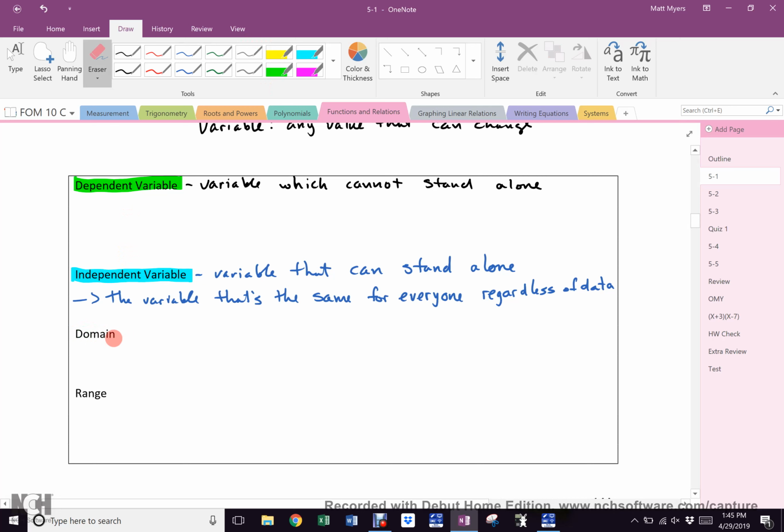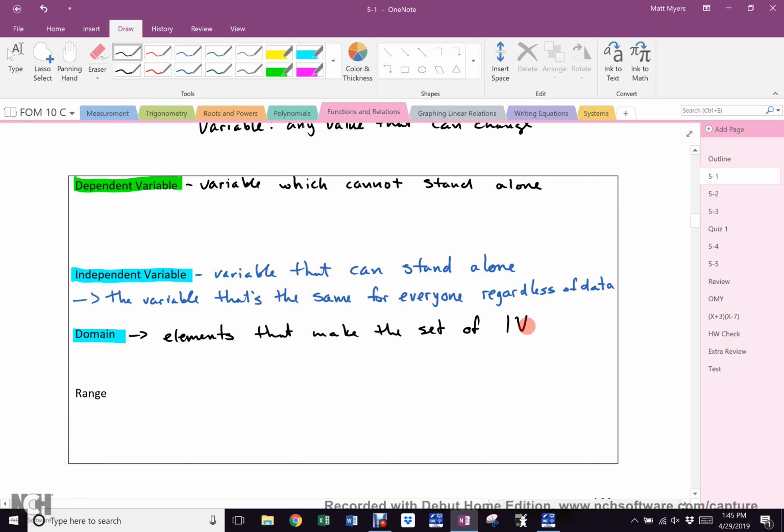Because I screwed it up. Sorry. I'm highlighting it in blue. Why am I highlighting it in blue? It's related to the independent variable. The domain is the set of data... I shouldn't have said set of data. Sorry everyone, it's the elements that make the set of independent variables.